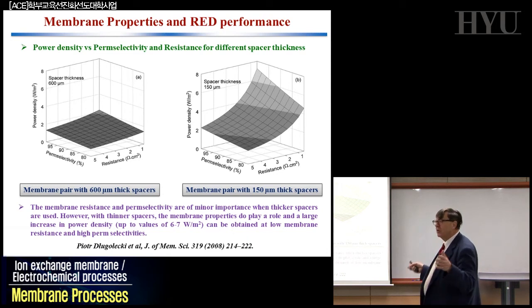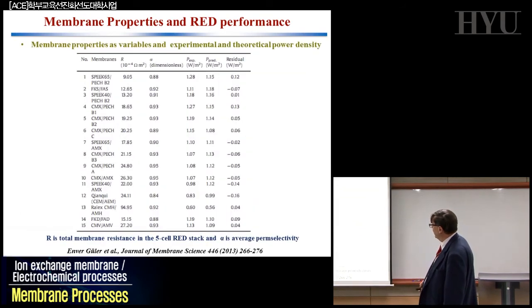But if you are trying to compact more and you have very thin spacers, the problem of the control of the interface is becoming more severe, and the membrane properties do play a role in the large increase in power density. Values up to 6, 7 can be obtained at low membrane resistance and high permselectivity. So this effect of the thickness, going from 600 down to under 50, can be quite effective.